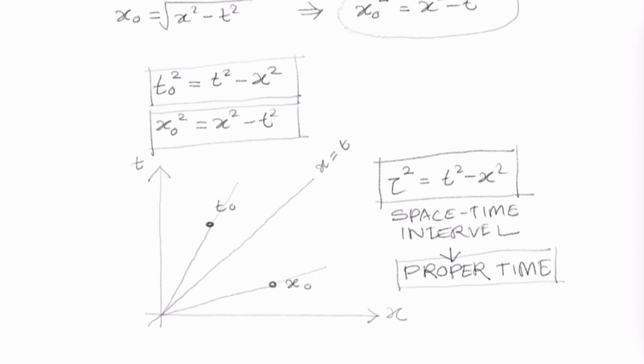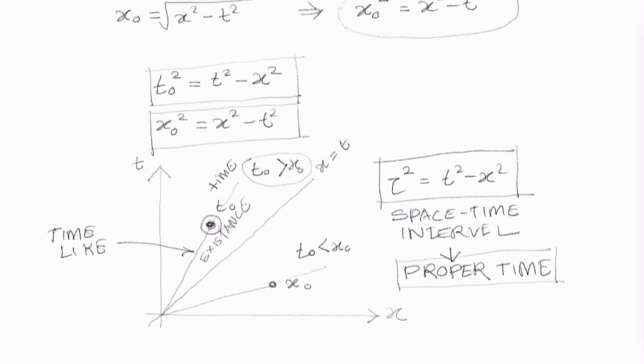Notice when t naught is bigger than x naught, this point is in this region above the light ray. So the line connecting this point to the origin is a possible time axis, a line of existence. So if t naught is bigger than x naught, this trajectory is said to be time-like.